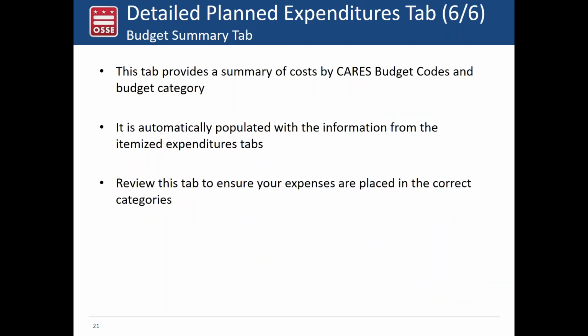And then finally, the last part of the detailed planned expenditures is the budget summary. This will provide a summary of costs by CARES budget codes and by budget category. It's automatically populated with information from the itemized expenditure tab. So there's no fields to complete on this tab, but please review to ensure that your expenses are placed in the correct categories.